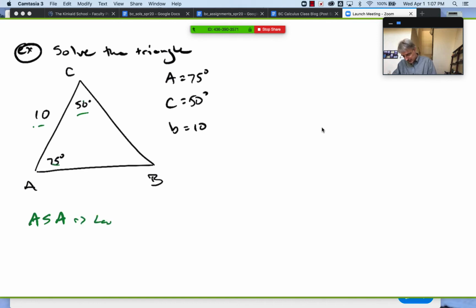it's a law of sines. I'll recap the situations that lead to law of sines and cosines at the end, but that's sort of the first step. I can find angle B because I know it's going to be 180 degrees minus 75 plus 50. And so angle B is going to be 55 degrees.